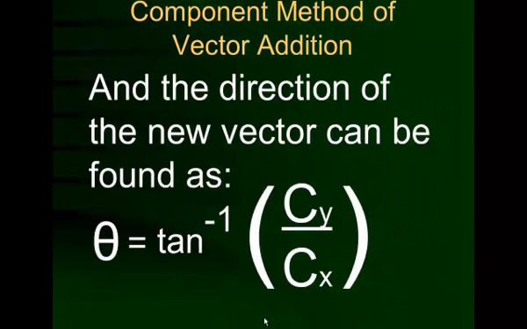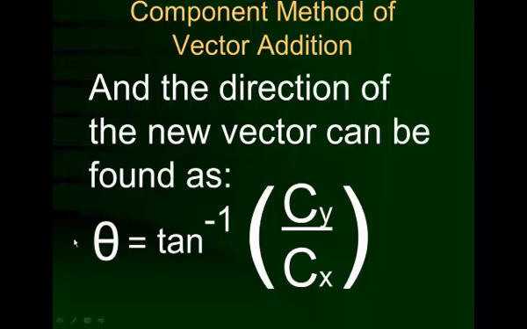Also, the direction of the new vector can be found as the inverse tangent of the opposite side divided by the adjacent side. The opposite side is our vertical side, the way we've drawn it, and that's the way it's preferred. And our adjacent side is the horizontal side, the way we've drawn it. And notice our original trig function was tangent of theta equals opposite over adjacent. We didn't want tangent of theta, we want the actual direction, the theta itself, the angle.